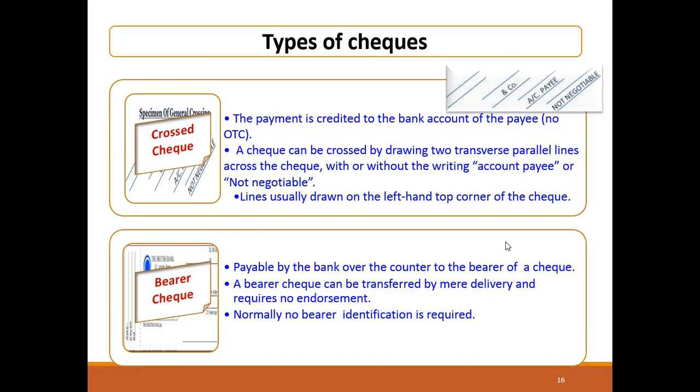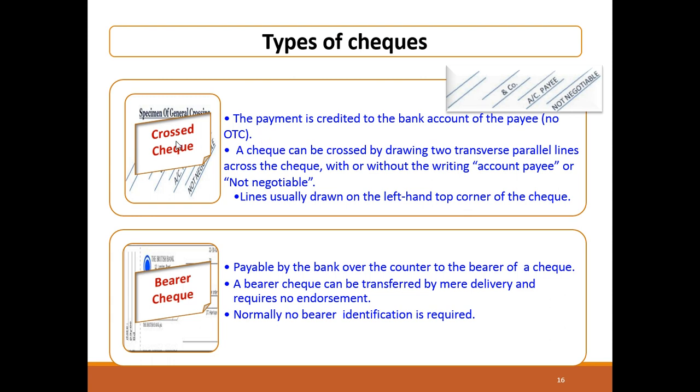Okay, so guys, we continue with types of check. There are four types of check. First one is cross check. Cross check is the payment credited to the bank account of the payee. No OTC. Apa sebenarnya no OTC ni? No OTC ni adalah no over the counter.